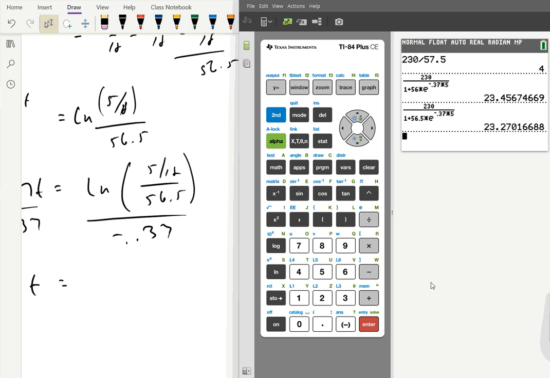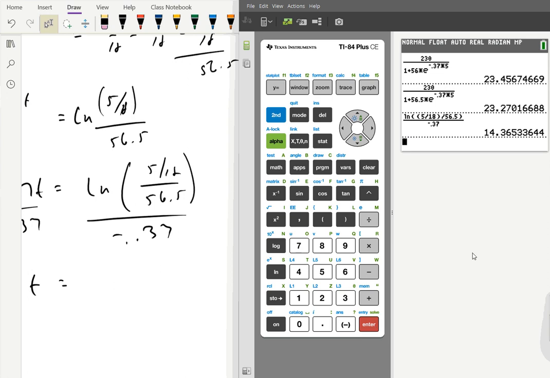See if we got the same value I made previously. So we got a fraction here. So let's go ahead and do our fraction. So I've got the natural log of, and let's see, I want 5 eighteenths. So I'm going to do 5 divided by 18 in parentheses, then divide that by 56.5. Okay, then divide that by negative 0.37. And we end up with 14.4.